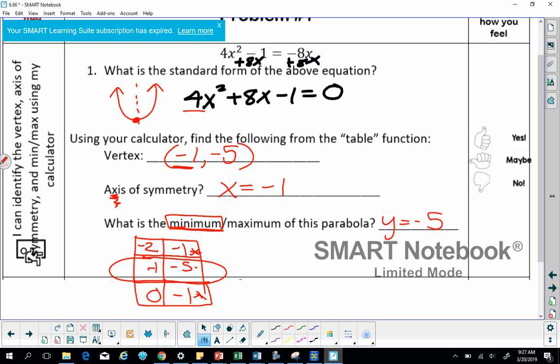Does that make sense? Which part? Finding the vertex? Finding the vertex, you literally just scroll down your table and look at your y value. You're finding where it goes from a number to a different number and then back to that same number. When I scroll, I see it goes from -1 to -5 back to -1. Whatever's in the middle is considered your vertex. The axis of symmetry is the x coordinate of your vertex. The min or max is the y coordinate of your vertex, because it's the highest or lowest your parabola goes.